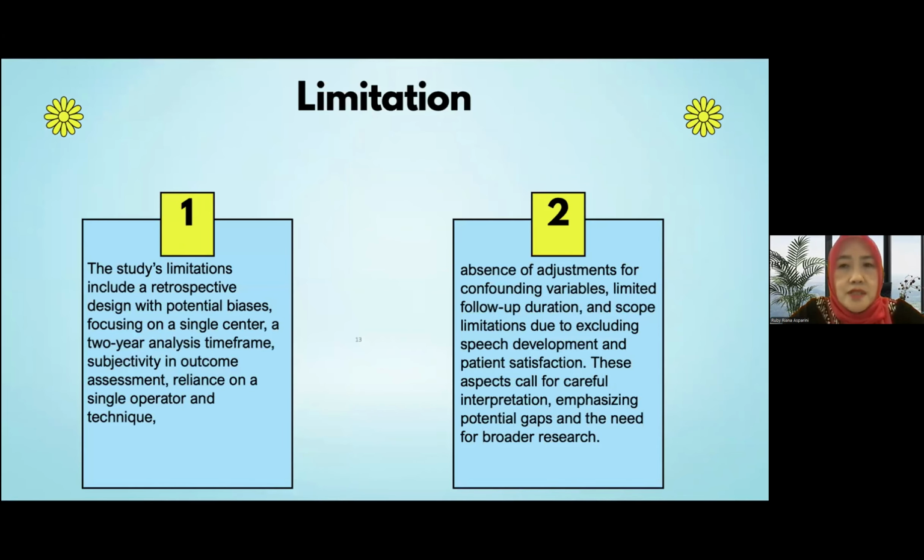The limitations of this study include a retrospective design with potential bias, focusing on a single center, a 2-year analysis time frame, subjectivity in outcome assessment, reliance on a single operator, absence of adjustment for confounding variables, limited follow-up duration, and scope limitation due to excluding speech development and patient satisfaction. These aspects call for careful interpretation, emphasizing potential gaps and the need for broader research.